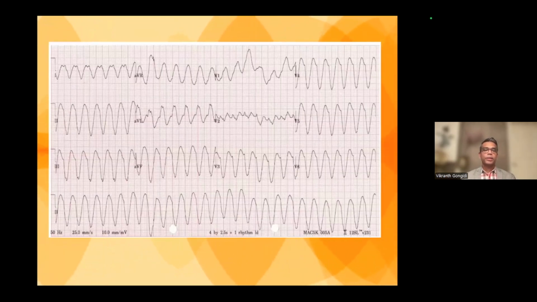And here's another interesting one. If you see this, you have to worry, because this is not a good rhythm. As you can see, first of all, it's wide. It's more than three boxes, and it's very irregular, and there's no pattern. This is VT, ventricular tachycardia.